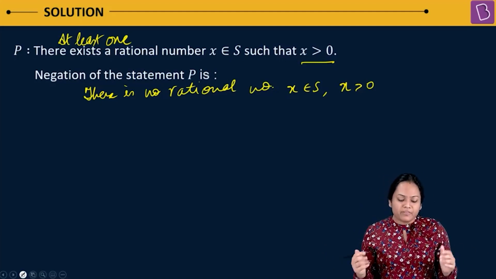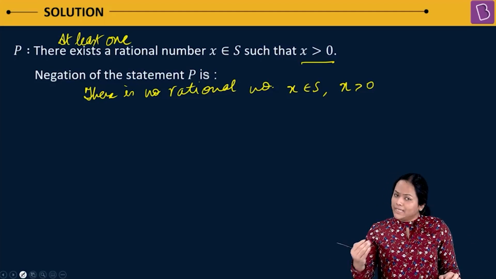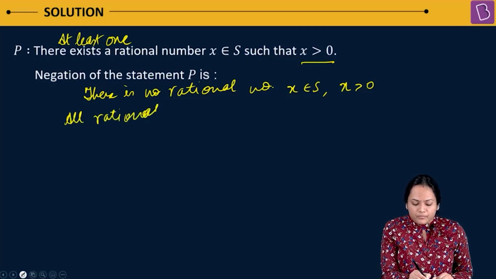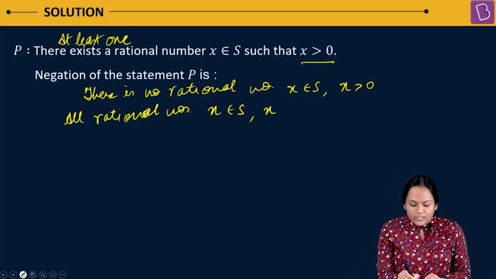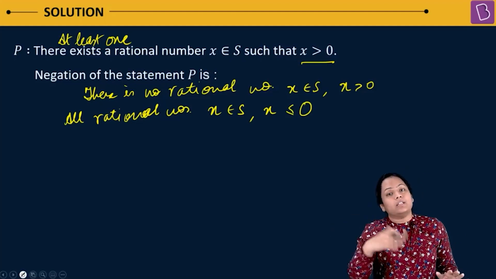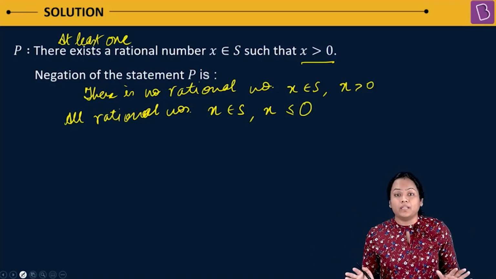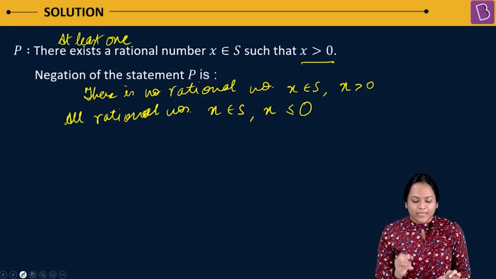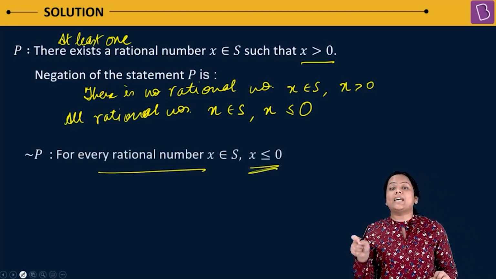Okay, further, in what way can we frame this? Well, if I say there is no rational number greater than 0, I can say that all rational numbers will be what? Less than or equal to 0. That will mean the same thing, right? So I can also say that all rational numbers x belonging to this set S satisfy x is less than or equal to 0, right? Have you understood? Whenever I say there exists a number which is greater than 0, its negation has to come out as all numbers do not satisfy that property. So I can say that all rational numbers will satisfy x less than or equal to 0. Finally, my negation of P can be written as for every rational number x, the value of x is always less than or equal to 0.